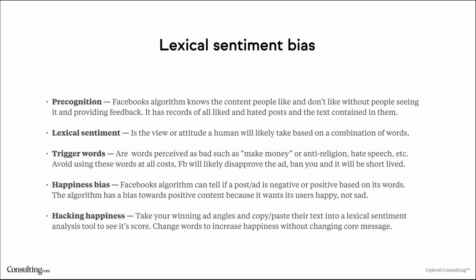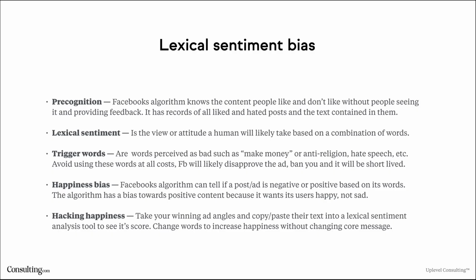But then Facebook's algorithm, what's fascinating about it is it has a happiness bias. Facebook's algorithm can tell if a post or an ad is negative or positive based on the words within it. It can read those and be like, oh, this is happy, or oh, this is negative. And the algorithm has a bias towards positive content because it wants its users happy, not sad. And this is a no-brainer.